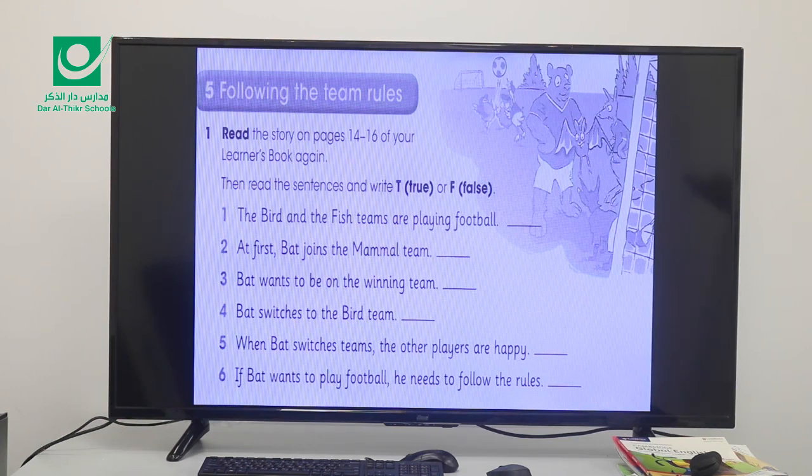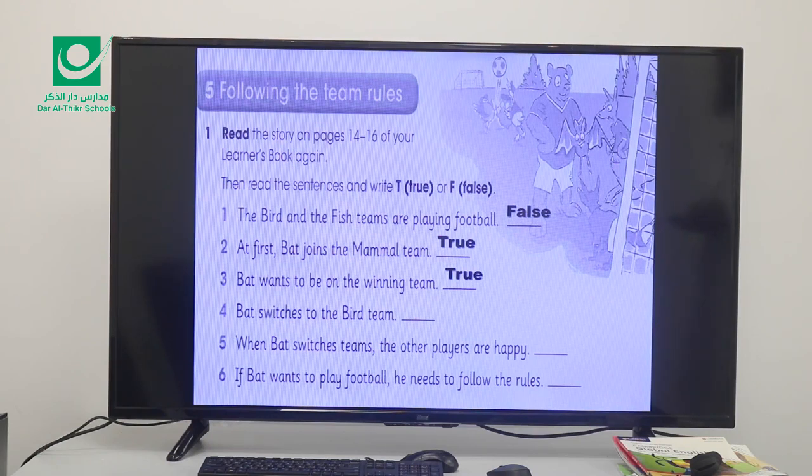Now I will read number 1. The bird and the fish teams are playing football. Did we study about fish? Fish team? No. So the first one is false. Yes. Number 2, at first, bat joins the mammal team. If you remember the sentence, he said mammals are bigger and they are going to win. So, true. Number 3, bat wants to be on the winning team. True. Yes, from the beginning he said, I want to be on the winning team.